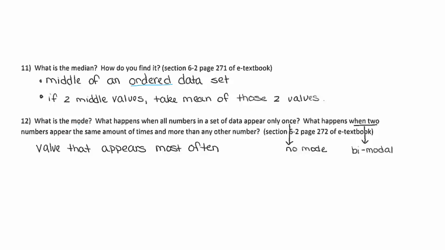The mode is the number that appears most often. So if everything is there once, we say that it has no mode. And if you have two numbers that are both the most often, we have bimodal data, and you literally have two modes.